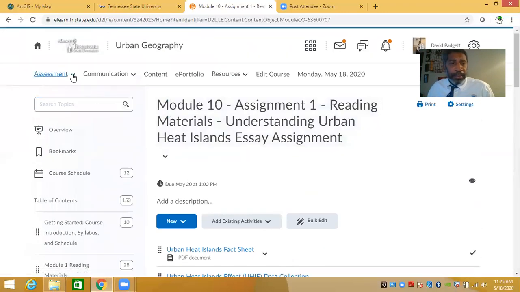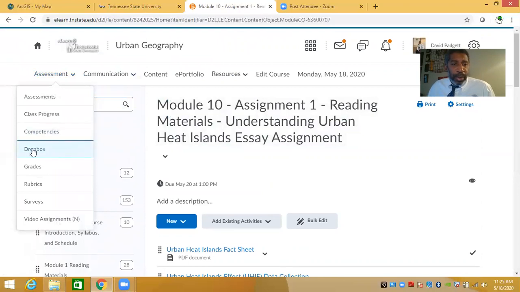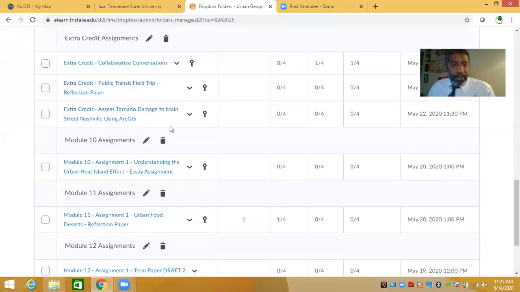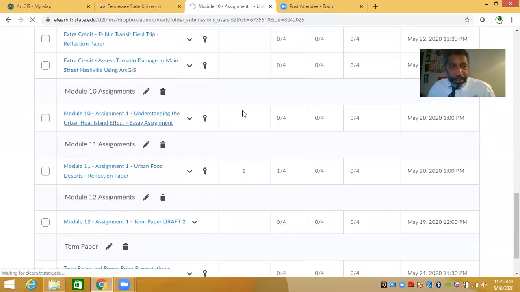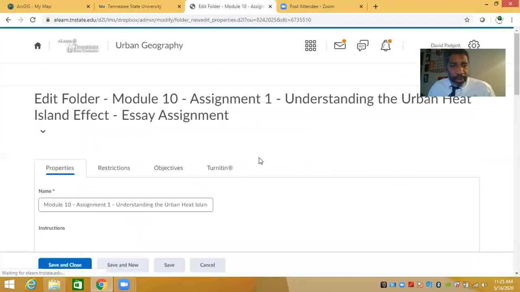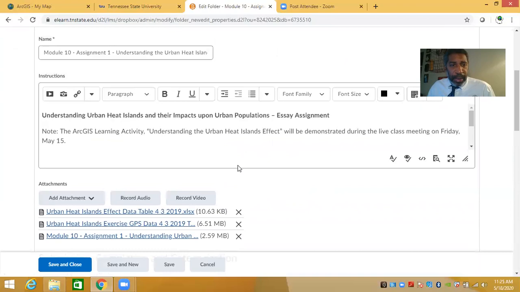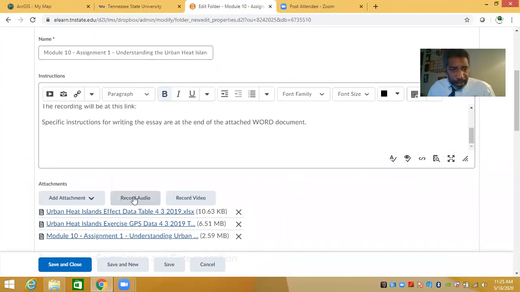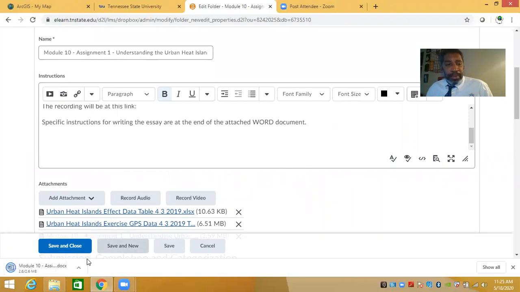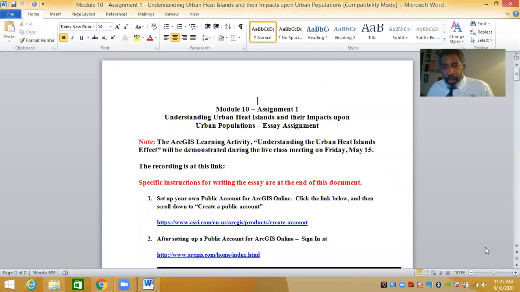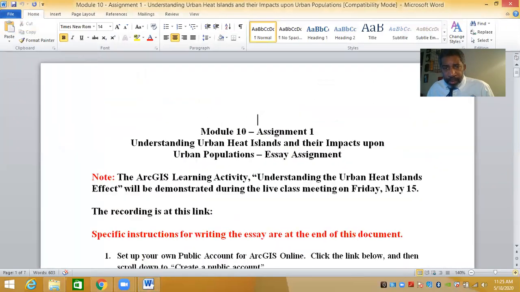So again, just to review the assignment itself, Module 10, you are required to, among other things, As we go into the assignment itself, you are to only do the essay portion.